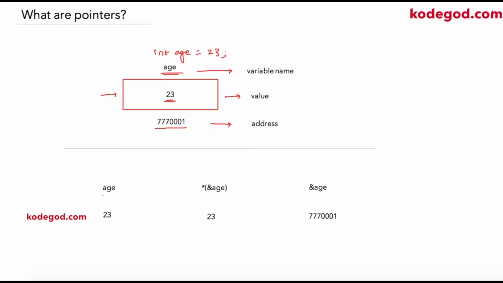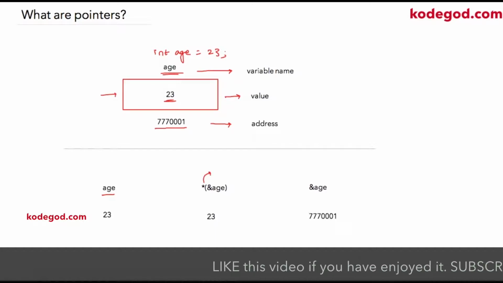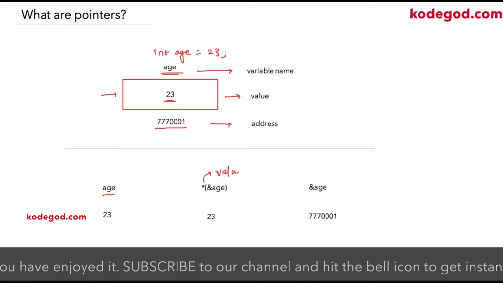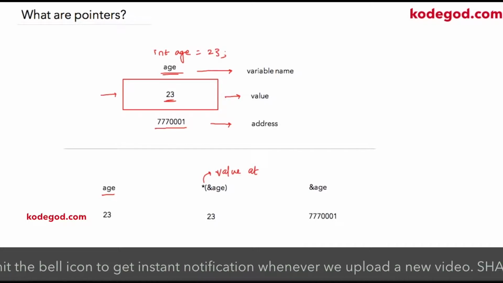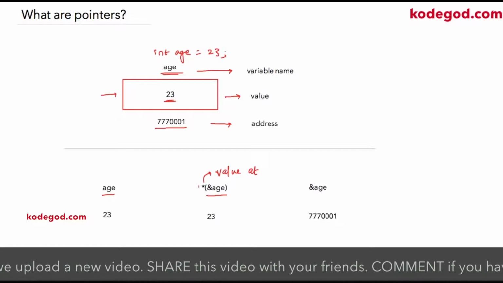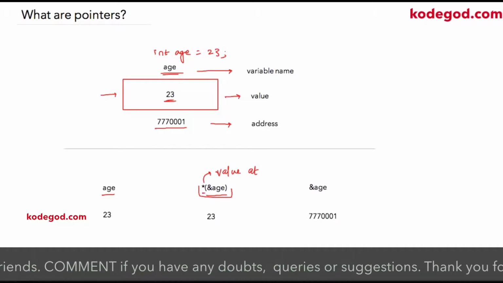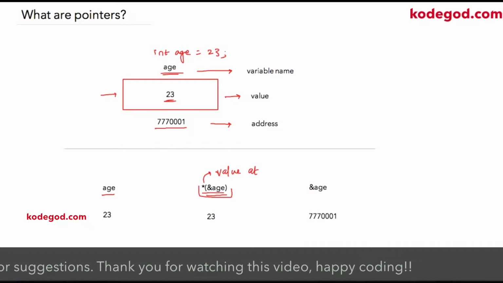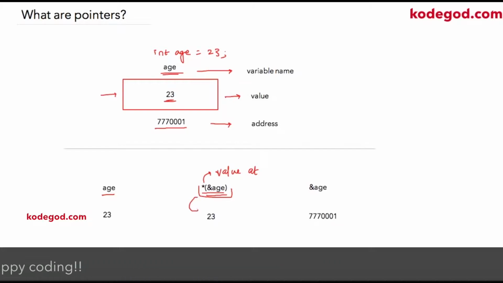We can simply use age to fetch the value stored in that variable. In C, the star is used as the indirection operator. To easily understand the use of pointers, you can replace it with "value at" and then read the subsequent part. So this whole thing can be read as value at address of age. Okay, so this will signify 23.